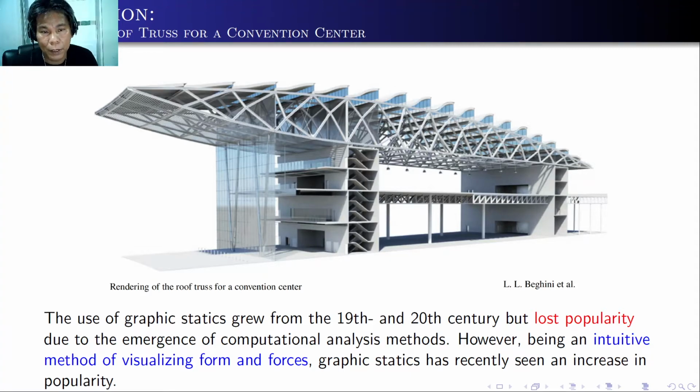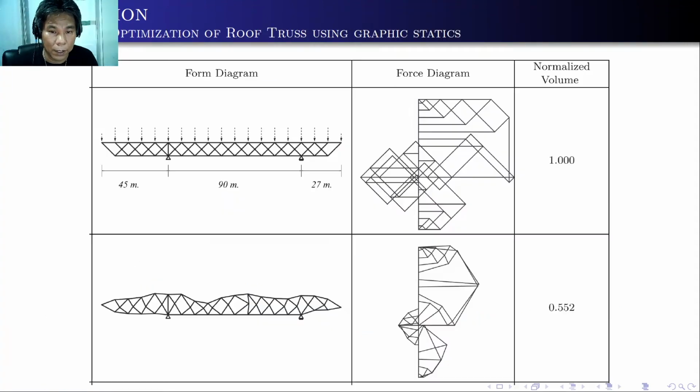So for this particular structure, the authors actually use graphic statics to optimize the structural system, in particular the truss system. Here is the form diagram, original, and then the force diagram, and then the normalized volume. As you can see, the diagram has a 45 meters cantilever on one side and 27 meters cantilever on the other side. The midspan has 90 meters.